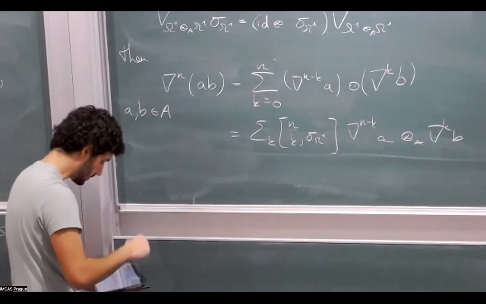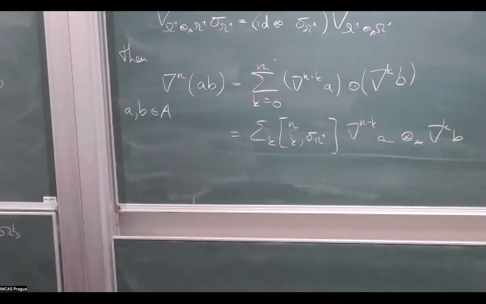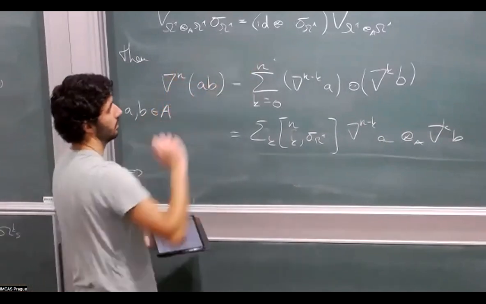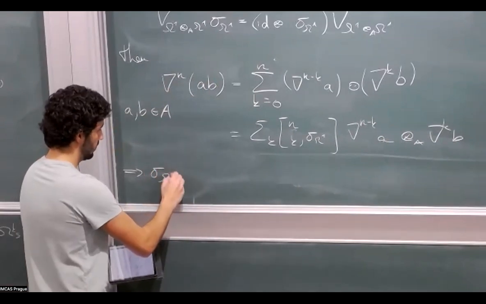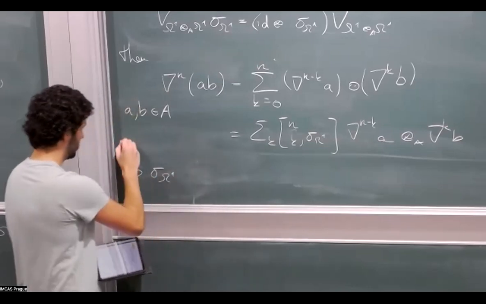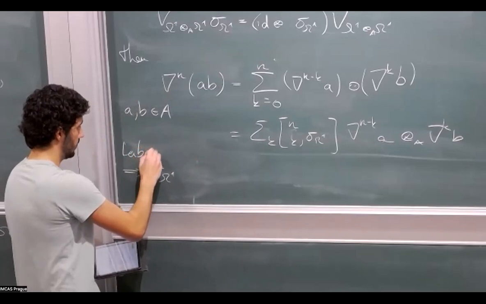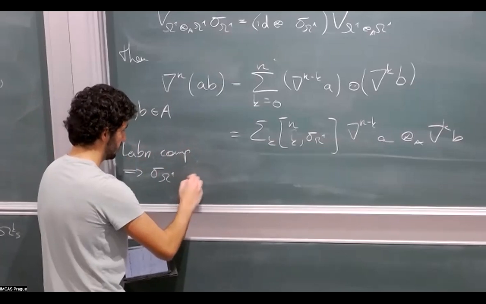Okay, and so this condition felt a bit strange, but one of the reasons why we didn't feel so bad about imposing it is that this condition also implies a braid relation. So if this is true, then sigma obeys the braid relations. So Leibniz compatibility implies braid relations.